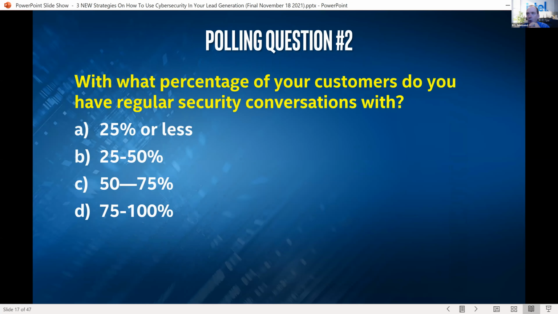So I want to ask another question, because when we think about marketing and demand gen, it's kind of a muscle that we do, right? What percentage of your customers do you have regular security conversations with? Think of your customers out there today, and you look at that pie of customers, right? Is it 25% of your customers or less you have regular security conversations with? Is it 25 to 50%? Is it 50 to 75, or is it 75 to 100%? I want you to look at it, because this is where, Jeff, if you don't talk about something, it's kind of like out of sight, out of mind.